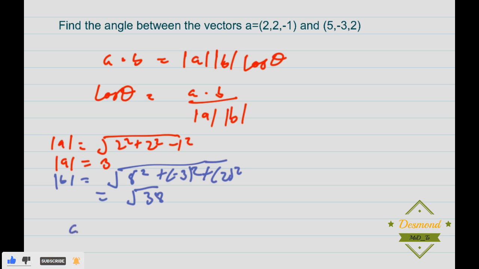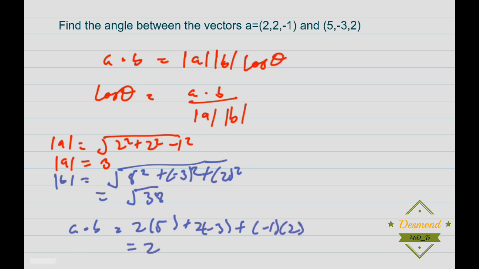When you are done with this, you find the dot product of A and B. The dot product of A and B should be equal to 2 multiplying 5, plus 2 multiplying -3, plus -1 multiplying 2, and this should be equal to 2. Then you can just substitute into the formula that we have. So cos theta should be equal to the dot product, which is 2, over the modulus of A, which is 3, times the modulus of B, which is root 38.